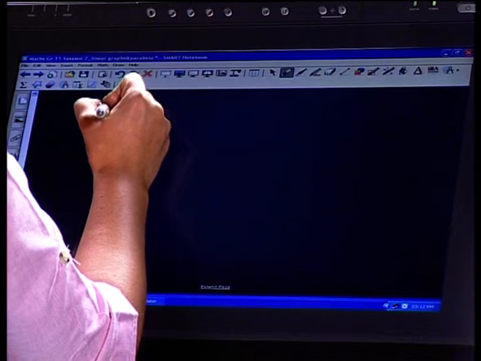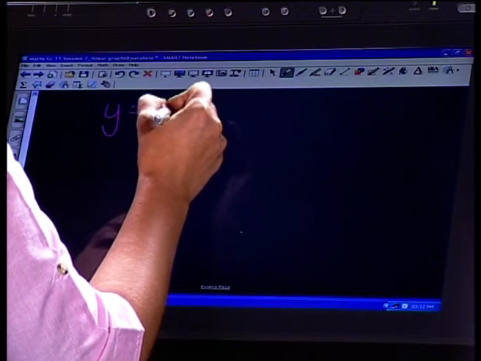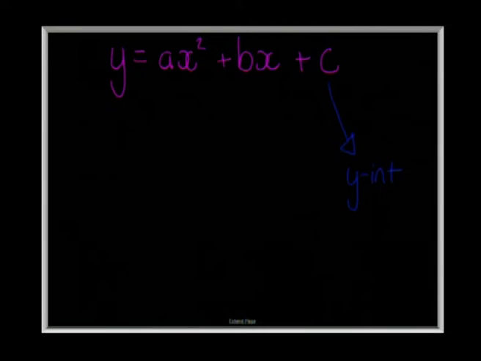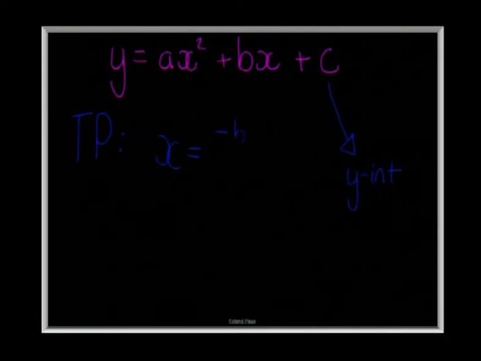If we go back to the board, y = ax² + bx + c. In this particular formula, c represents your y-intercept. B and a can be used to work out your turning point, but only the x-coordinate of your turning point. So your turning point now has a formula of x = -b over 2a. Once we've found the x-coordinate for the turning point, we would substitute that back into the formula to find out the y-coordinate and then write it as an ordered pair for an answer.